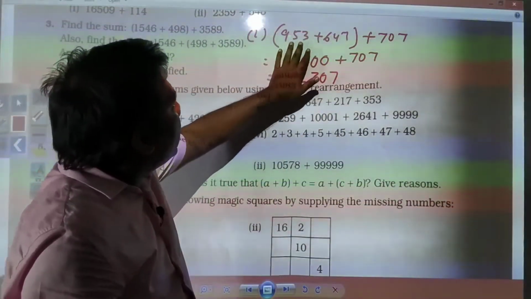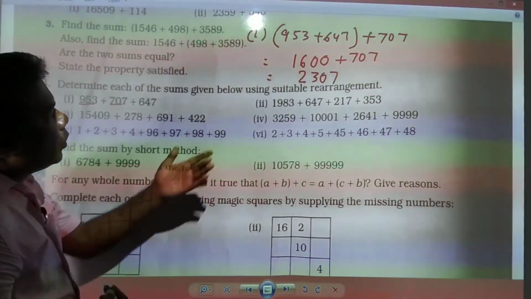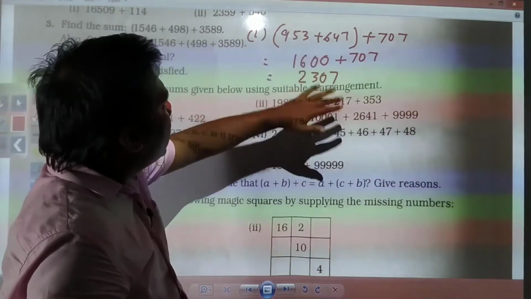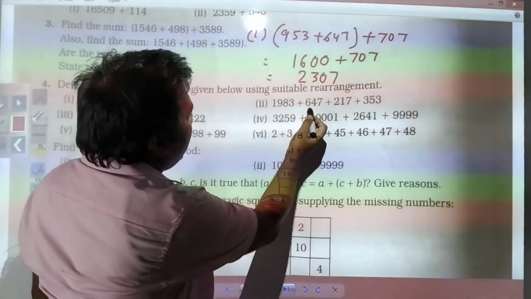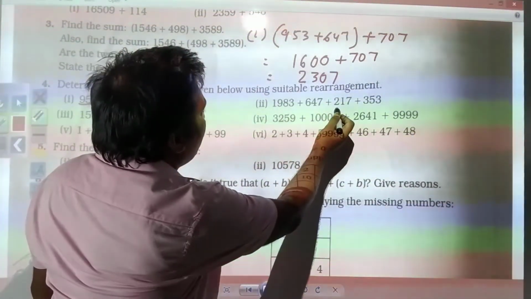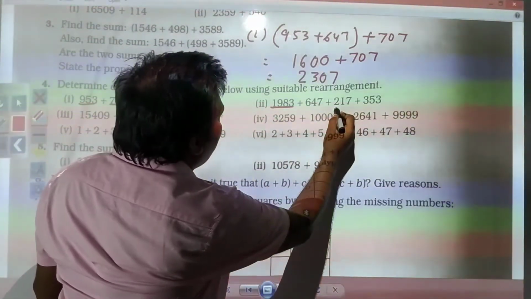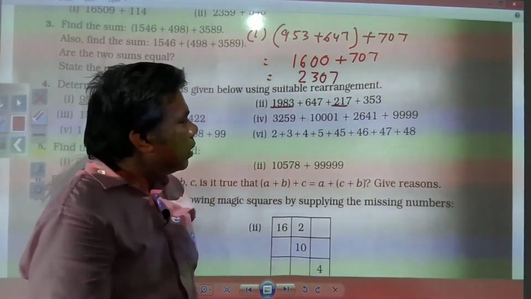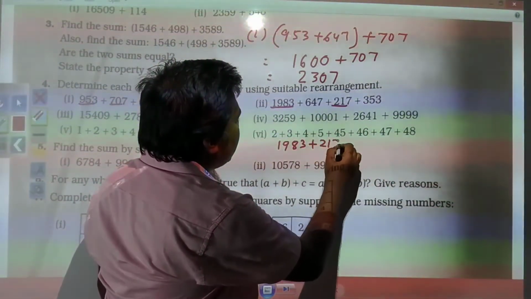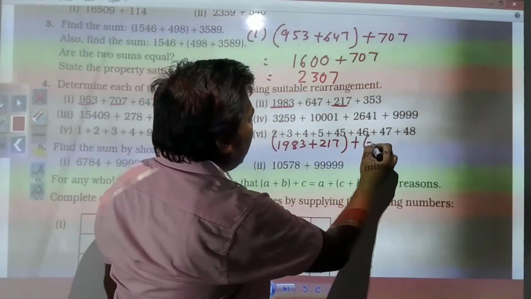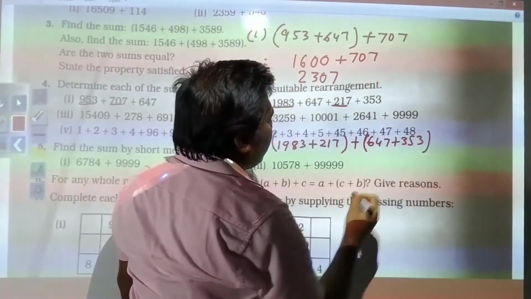So in this way these numbers are required to be grouped and rearranged suitably. This is required to be rearranged and then you need to add. Second question, you see 1983, 647, 217, 353. So 1983 and 217 can be grouped together. 1983 plus 217 and 647 plus 353. If you are grouping, what will you get?